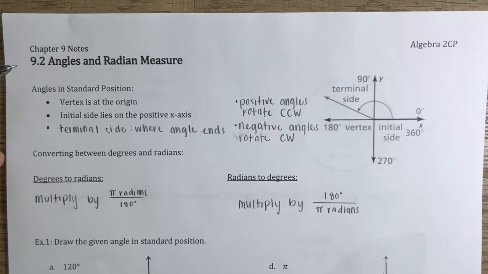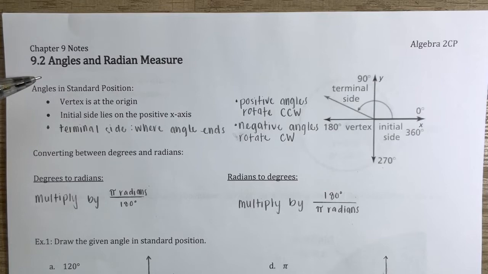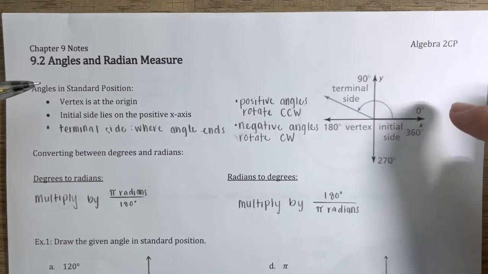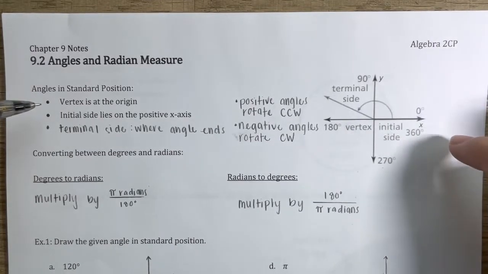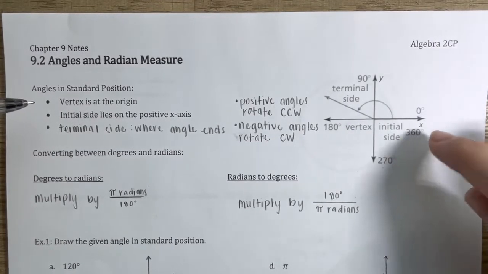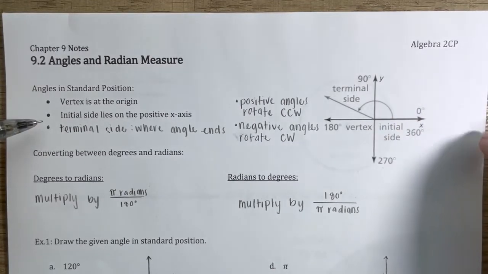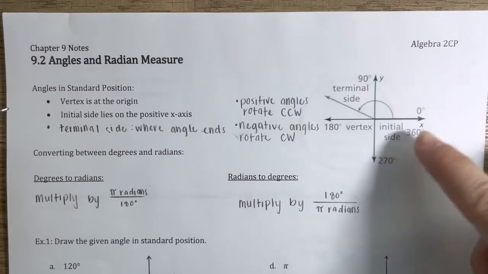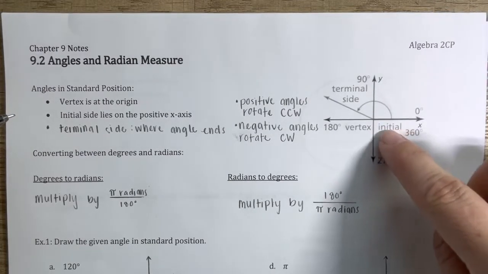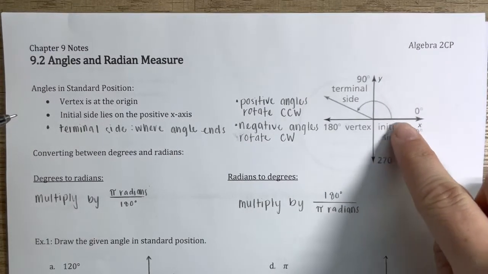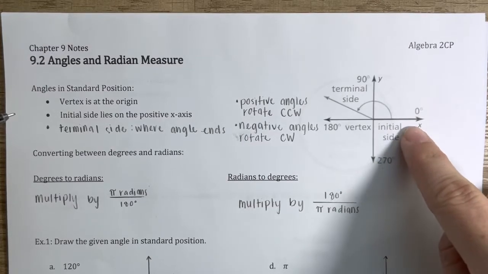So 9.2 is all about angles in radian measure. When we draw angles, we draw them in what's called standard position. So this is a graphic of standard position on the right. With standard position, the vertex of the angle, that's where the two sides meet, is at the origin. And then the initial side, or where you start the angle, is always on the positive x-axis. So the angle always starts right here. You'll always have one line of the angle right there.